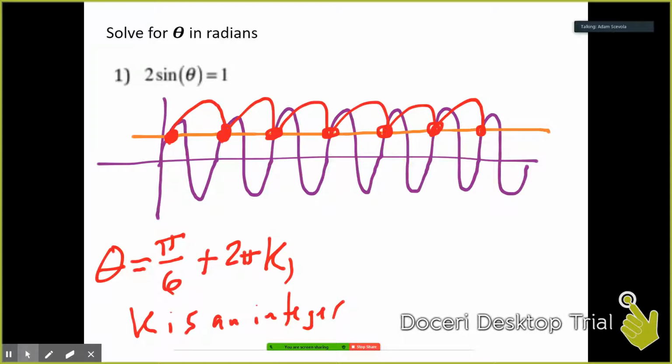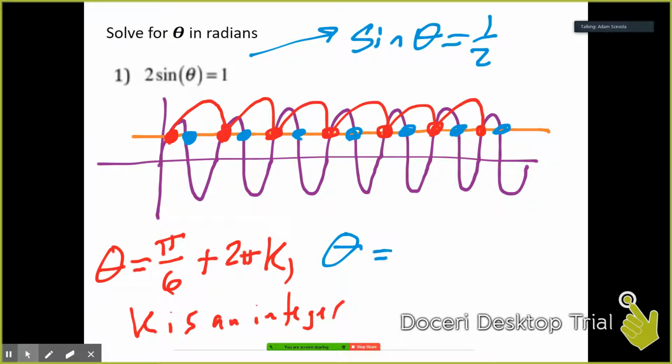Now the other answers would be at these other intersections, here and here and here and here. So that's the other angle between 0 and 360 where the sine of theta equals 1/2. Because remember, we're solving the sine of theta equals 1 over 2. So theta could also equal 5 pi over 6, because that's 150 degrees. So the other positive angle between 0 and 2 pi that when you take the sine of, you get 1/2. And then we'll also add 2 pi k, where k is again an integer.